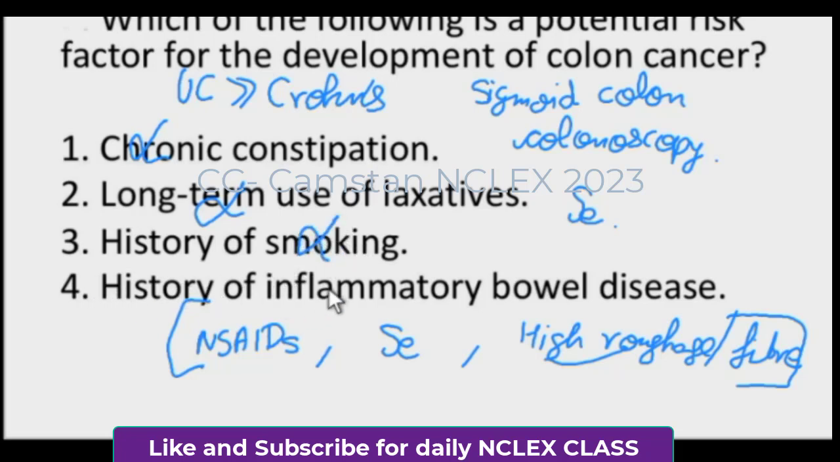Fourth one is history of inflammatory bowel disease. I already told you that a history of inflammatory bowel disease is a risk factor for development of colon cancer. And in inflammatory bowel disease, ulcerative colitis has more incidence of colon cancer as compared to Crohn's. So the correct option is the fourth one.